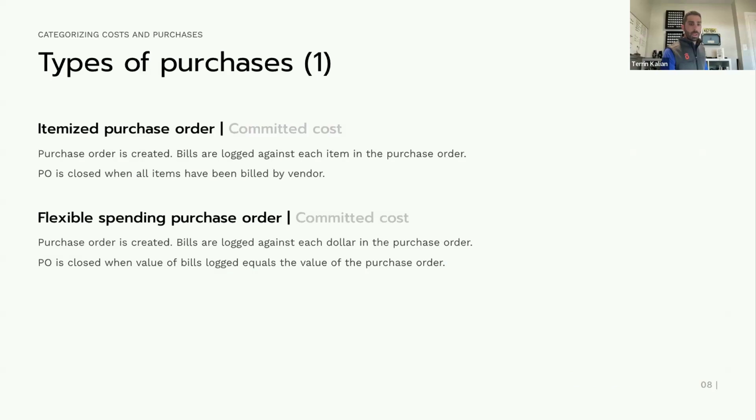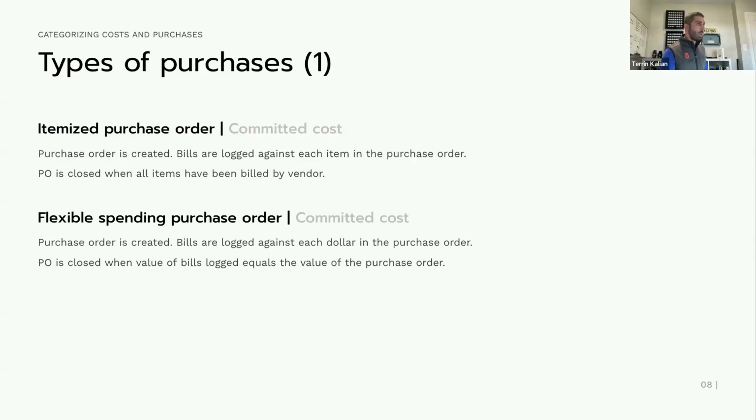Now, when we talk about the different types of purchases, the two more common ones we'll see are itemized and flexible spending purchase orders. These are our committed costs. So this is the idea of I ordered materials, whether via email or over the phone or however you're ordering the materials, but I haven't actually paid for them yet and I haven't received a bill for them yet. An itemized purchase order is closed out when a bill has been logged against each item in the purchase order. So if I order 10 widgets and I log a bill for 10 widgets, now the itemized purchase order is closed. Even if the dollar figure is different, what's important is that I received a bill for every item I ordered.